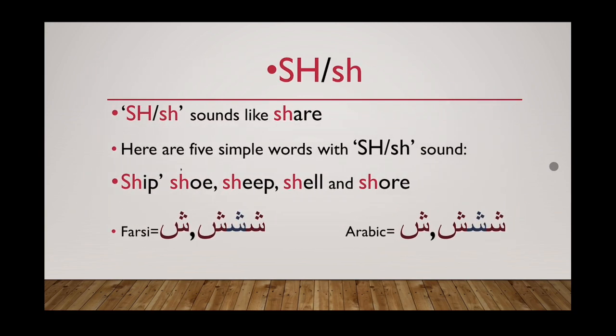Now moving on, this one is also similar to English still, the SH. So SH sounds like the sh sound in the word share. So here are 5 simple words with the sh sound. Ship, shoe, sheep, shell, and shore. And in both Farsi and Arabic, it's the same looking letters, sh.